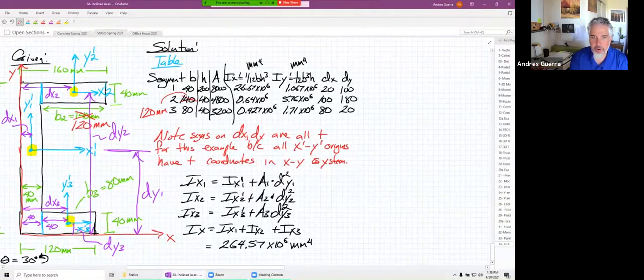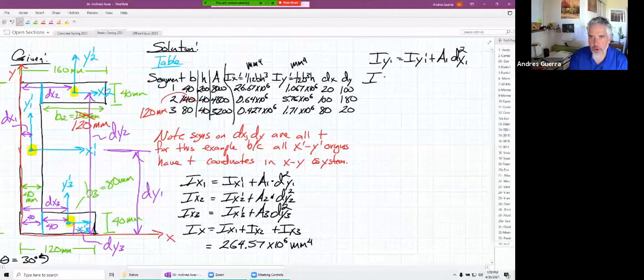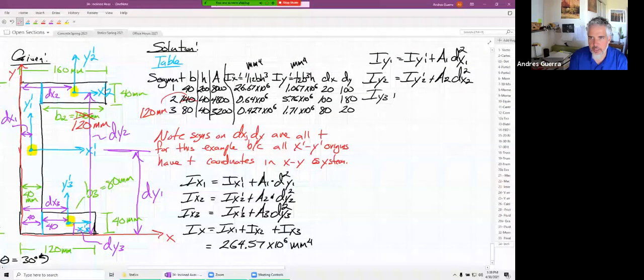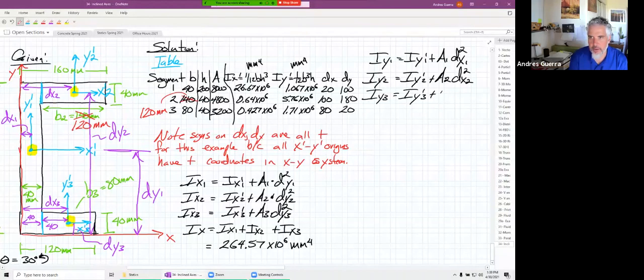We could do the same thing for Iy. Iy1 would be equal to Iy prime 1 plus A1 times d sub x1 squared. Iy2 would be equal to Iy prime 2 plus A2 times d sub x2 squared. And then Iy3 would be equal to Iy prime 3 plus A3 times d sub x3 squared.